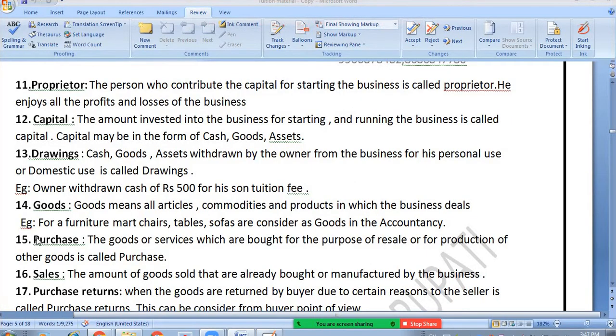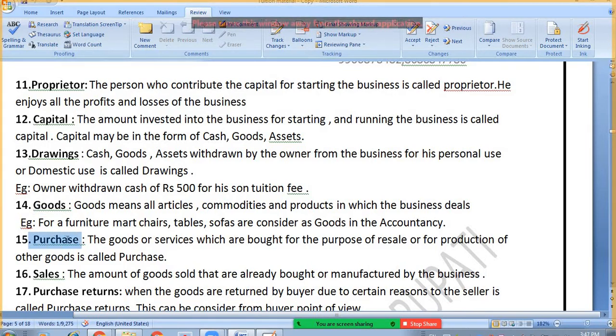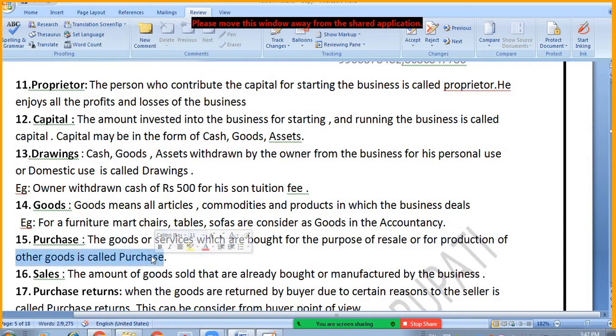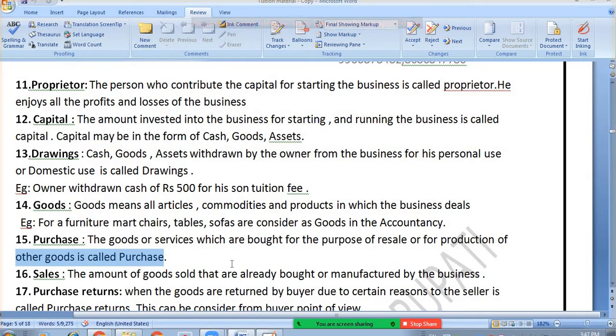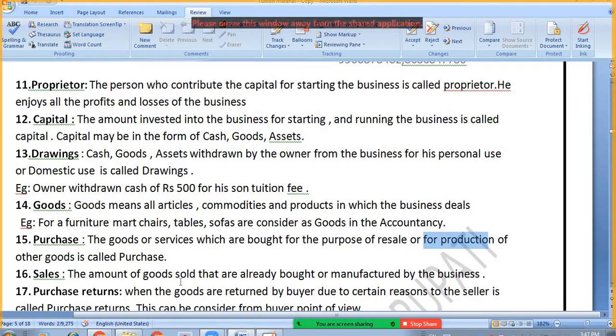Right, now come to the point of what is purchase. Let us learn what is purchase. Purchase: the goods or services which are bought for the purpose of resale or for production of other goods is called purchase. Purchase means the goods or services bought for the purpose of resale. This is the major intention. Or for the purpose of production of other goods.